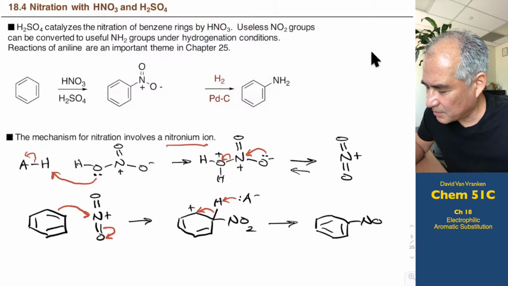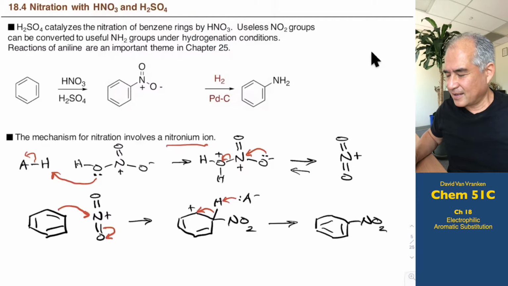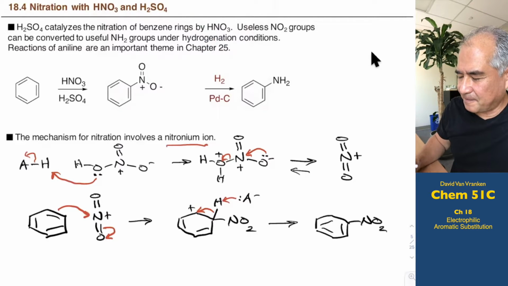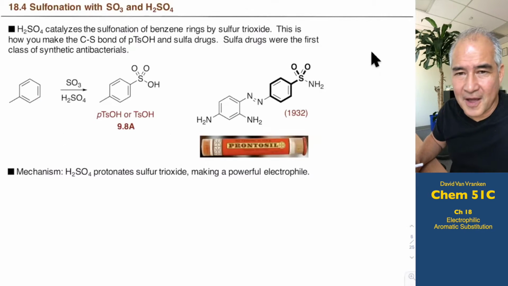And we're just ready to reduce that nitro group down using palladium and hydrogen gas. We'll show you a second recipe for reducing nitro groups down, but what a great reaction to put nitro groups on benzene rings. All right, that's how to make carbon-nitrogen bonds.